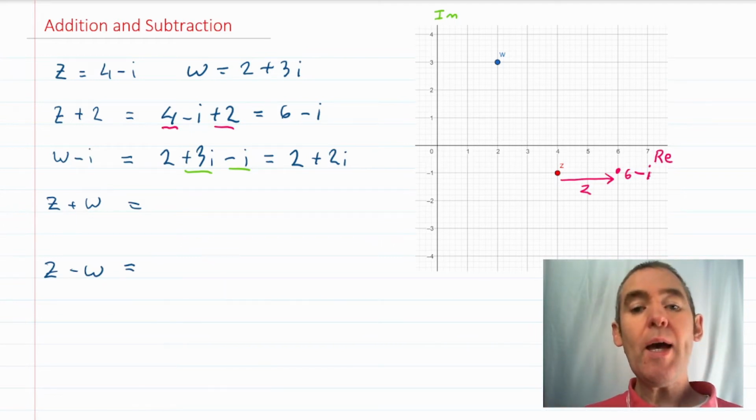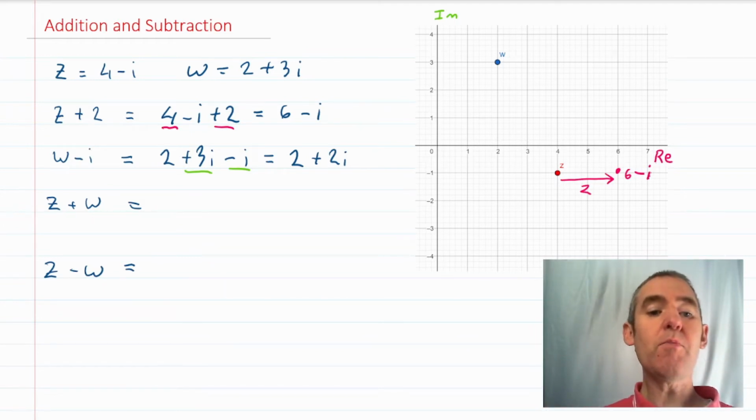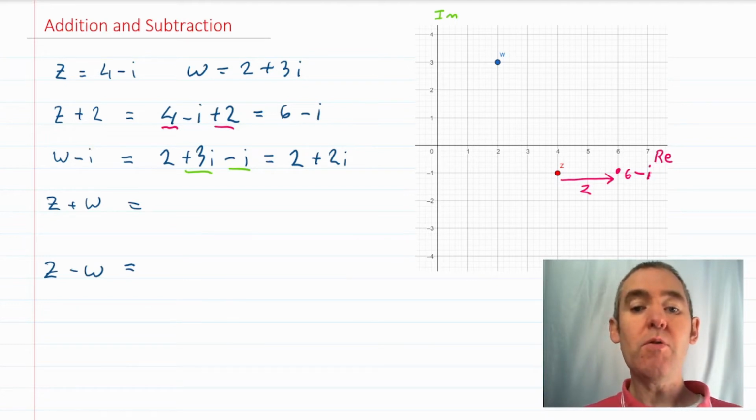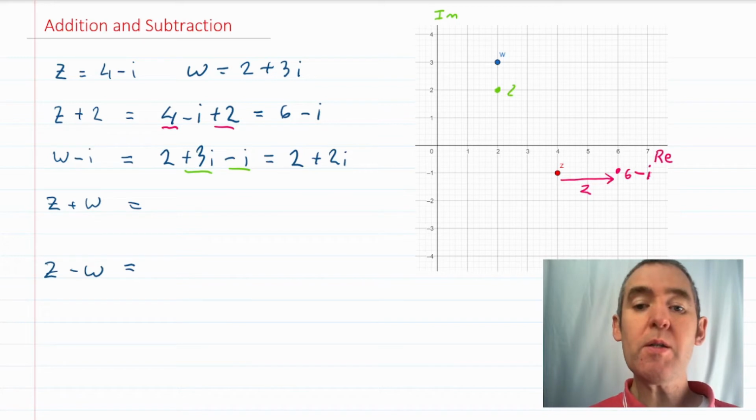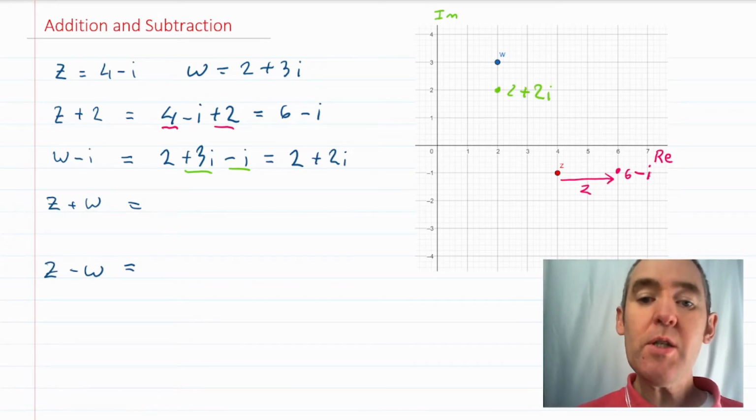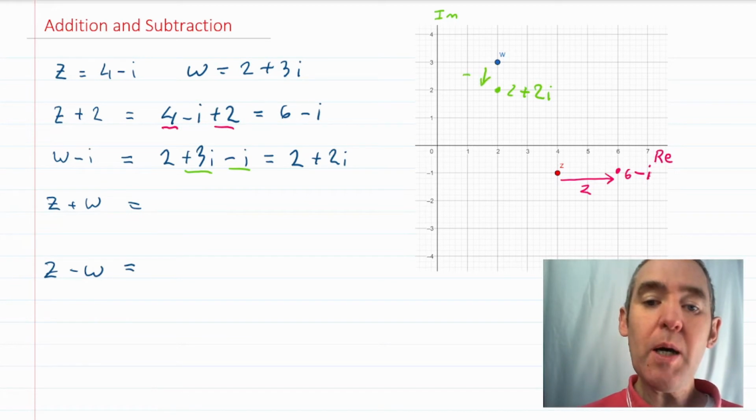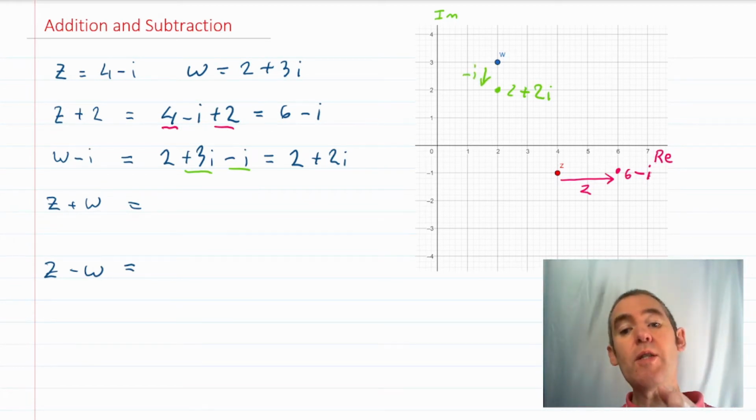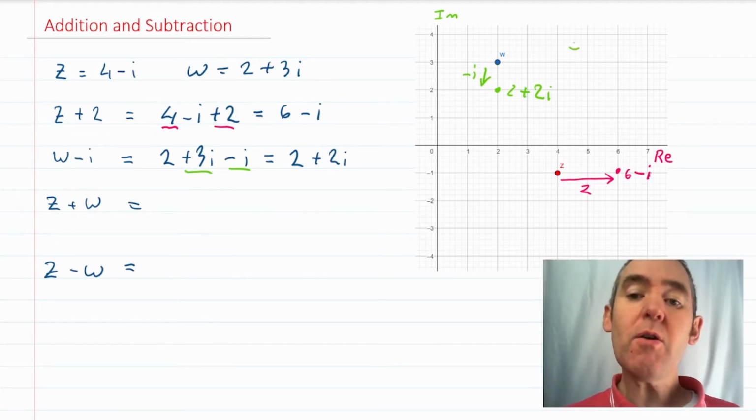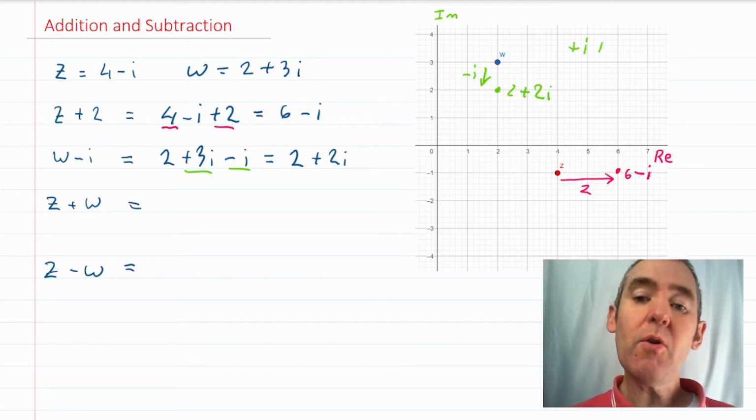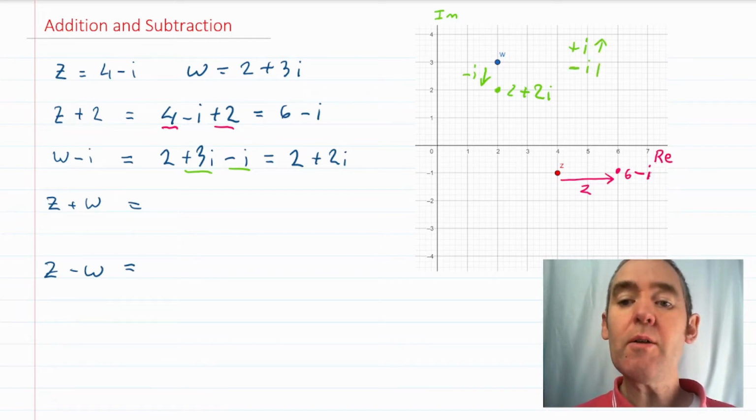But what happens if you add or subtract i? In this case, w minus i goes to the point 2 plus 2i. So what I want you to see is that it's going down by minus i. Similar to the real part going over and back, if you add an i, you're going up, and if you subtract an i, you're going down.